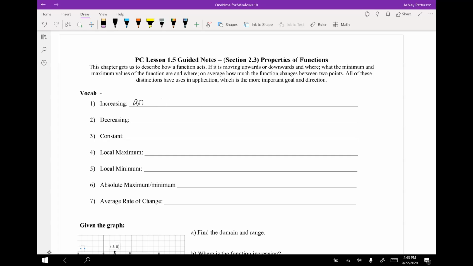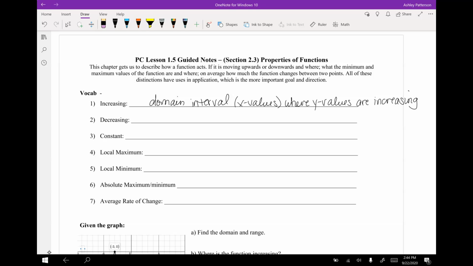Let's change this. A domain interval, because we deal with our x values. You can write x values if you want to, where the y values are increasing. So what we say for an increasing interval is from negative infinity to positive infinity. That would be our interval. And that represents that from negative infinity to positive infinity, our y values are increasing.